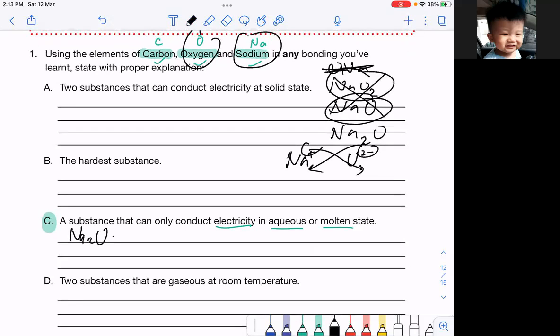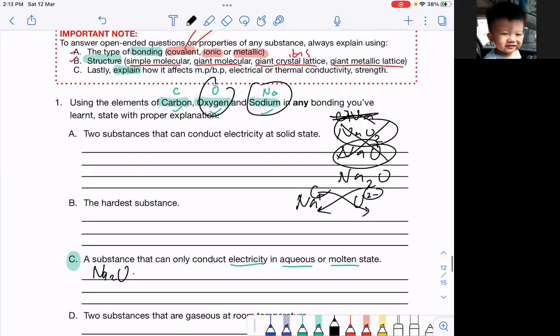But to finish, how do you explain? We use the guide again. So I have identified it as Na2O. So I say sodium oxide. Using this guide, what must I say? Sodium oxide has what bonding? Ionic bonding. So you can say it's ionic, or you can combine point A and point B. You can say sodium oxide is ionic and its structure is a giant crystal lattice. And then use it to explain conductivity.